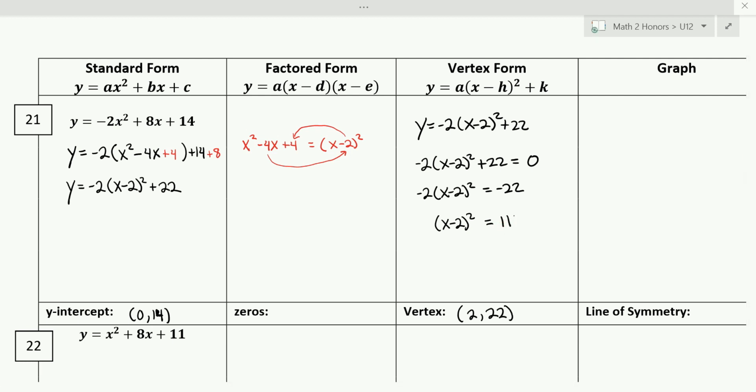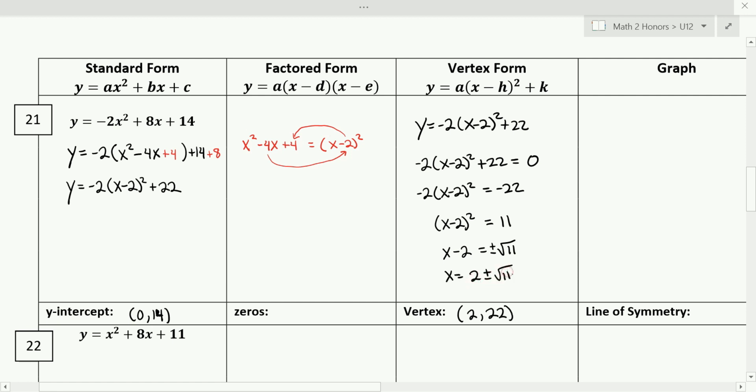Then take your square root. I'm going to make a mistake here. See if you can catch my mistake. Don't forget the plus or minus, okay? And then add 2, and you get x is 2 plus or minus square root of 11.